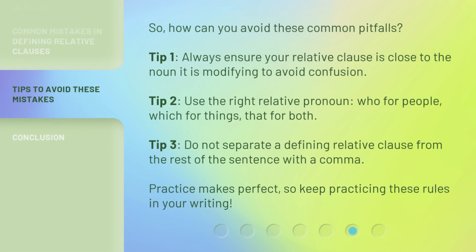So, how can you avoid these common pitfalls? Tip 1. Always ensure your relative clause is close to the noun it is modifying to avoid confusion. Tip 2. Use the right relative pronoun. Who for people, which for things, that for both. Tip 3. Do not separate a defining relative clause from the rest of the sentence with a comma. Practice makes perfect, so keep practicing these rules in your writing.